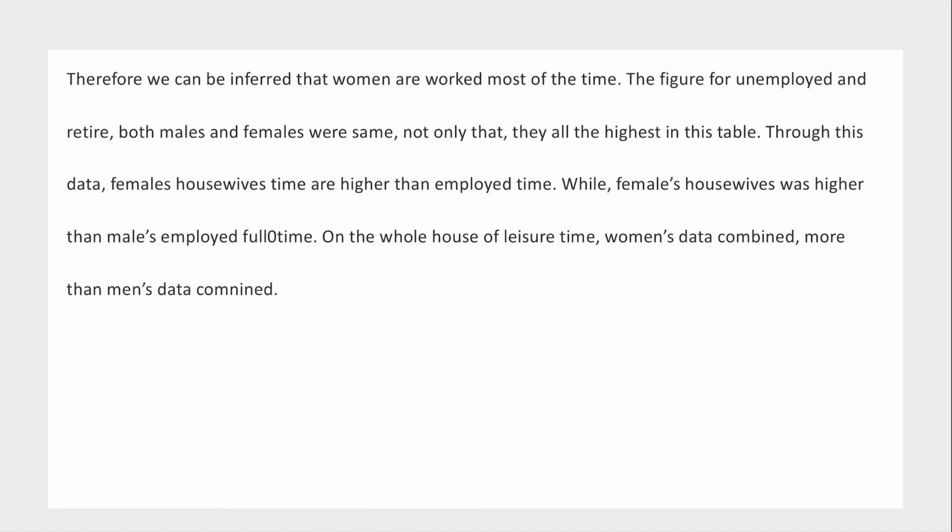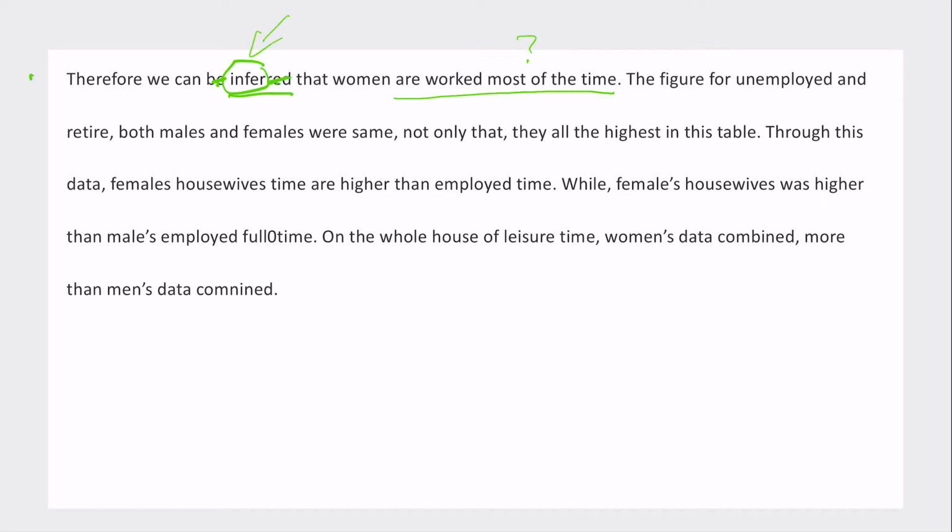Okay, therefore we can infer. Present tense, we're inferring right now. We can infer now. Even though the data is in the past tense, we want to infer now, so it should be present tense. We can infer that women are worked most of the time. This is unclear. And also, you don't really need to infer anything for Task 1.